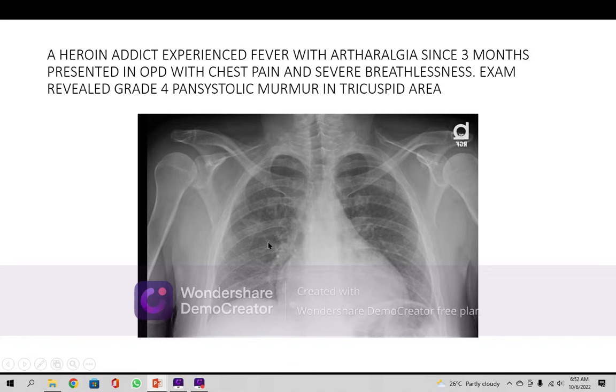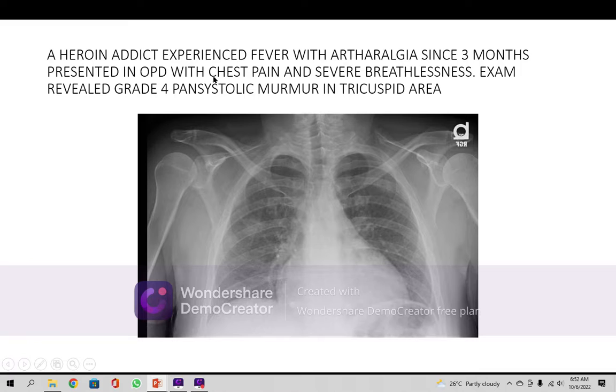On very close examination with a magnifying glass, you will see there are air-filled spaces in the cavities, in a cavitating fashion. Here and here and here and here. Small, they are small, some are big cavitations.